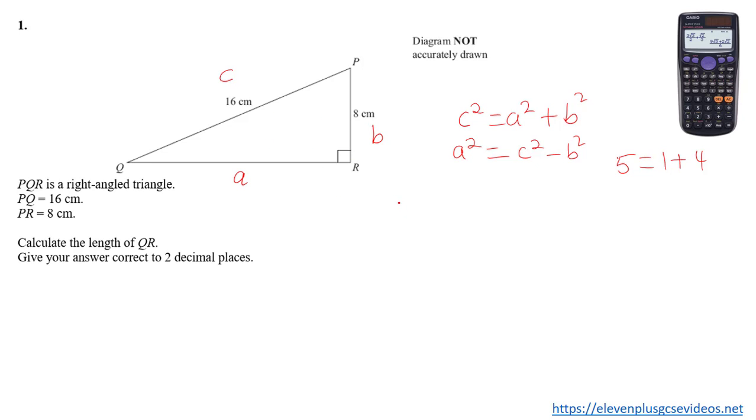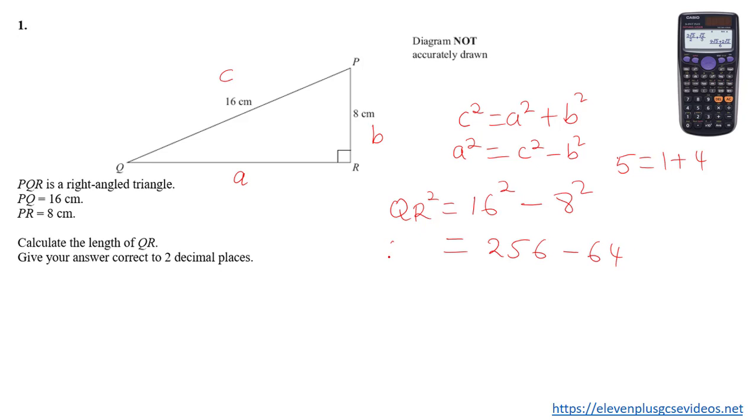So I'm going to say that A squared, which is basically QR squared, equals C squared minus B squared, which is 8 squared. C squared is always the longer side, and it always comes first if you're taking away. So if you're finding a short side, you need to square the long side, square the other short side and subtract them. 16 squared will always be 256, and 8 squared will always be 64.